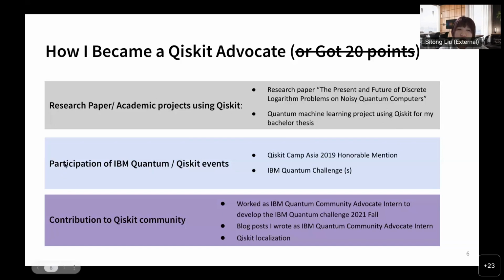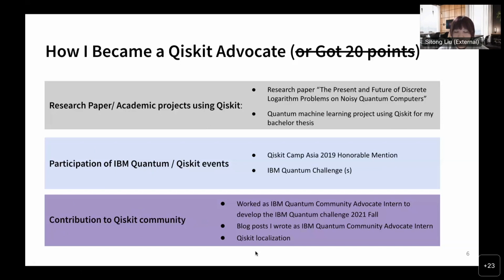And also I have participated in a lot of IBM Quantum and Qiskit events. So I think this is the main part of my 20 points. The second category is the contribution to the Qiskit community. Because I have worked as an IBM intern twice, which I will talk about later.